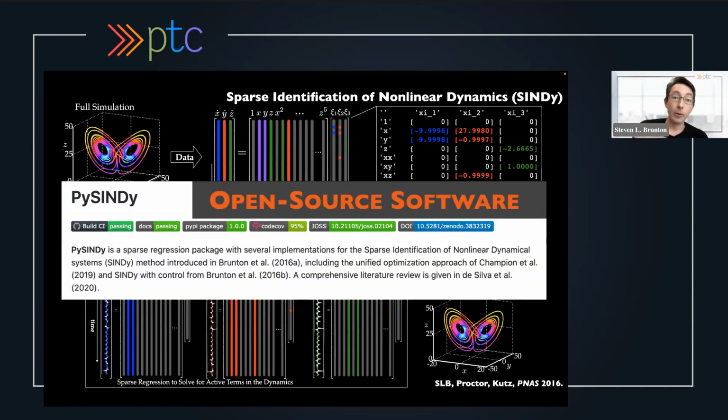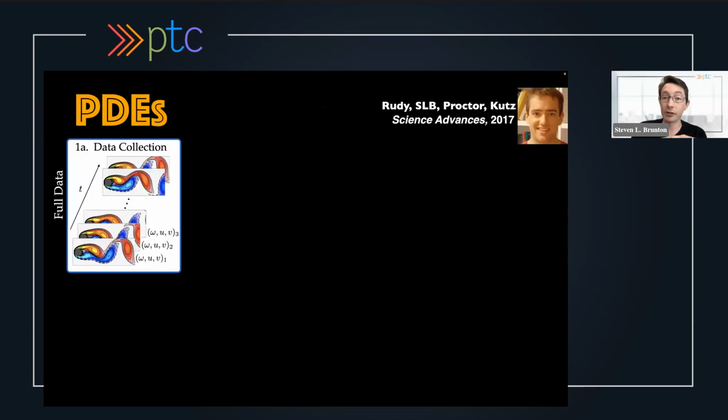I'll point out we have open source code in Python. So if you want to play around with this and try it out yourself, we pretty much have open source code for all of our stuff that we develop. You can try this out, it's called PySINDy. You can also use this to discover partial differential equations.